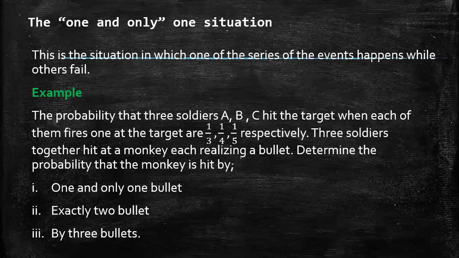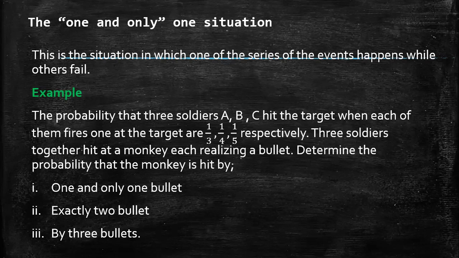So today we are beginning with the one and only one situation. Remember yesterday and the other day we looked at the at least situation, the and situation, and the odd situation. So we are looking at the last situation today, which is the one and only one. As those three words suggest, in this situation we look at a series of events where one happens while others fail.